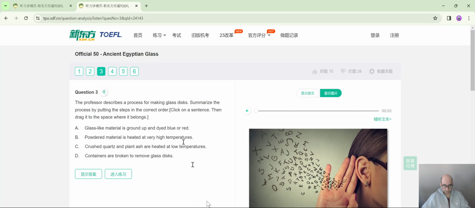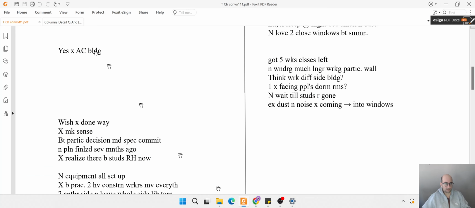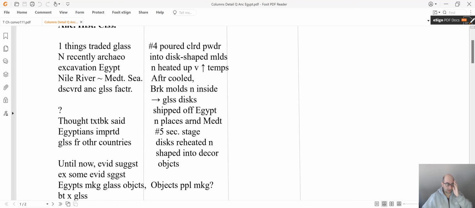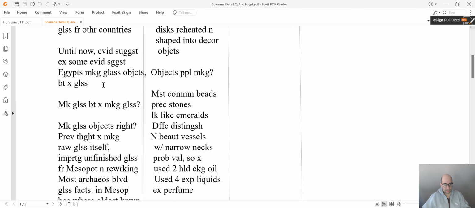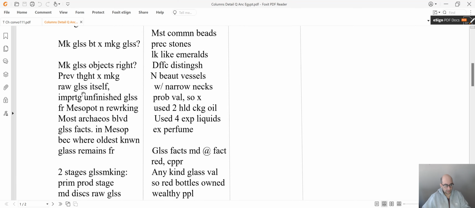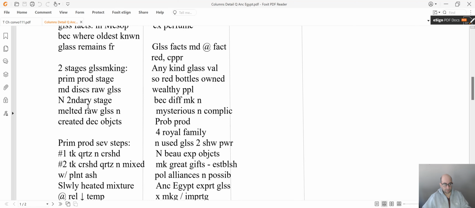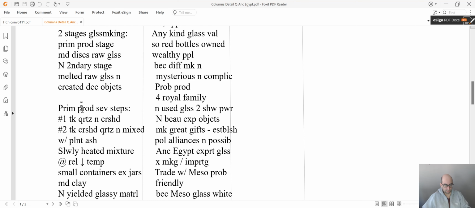Okay, so we come to our notes, right? That's the first thing we should do after reading the question. So it was about the process of glass making. I'm gonna keep scrolling down till I find that section in my notes. Right here, okay, so two stages of glass making, but okay, this is the one we need right here.